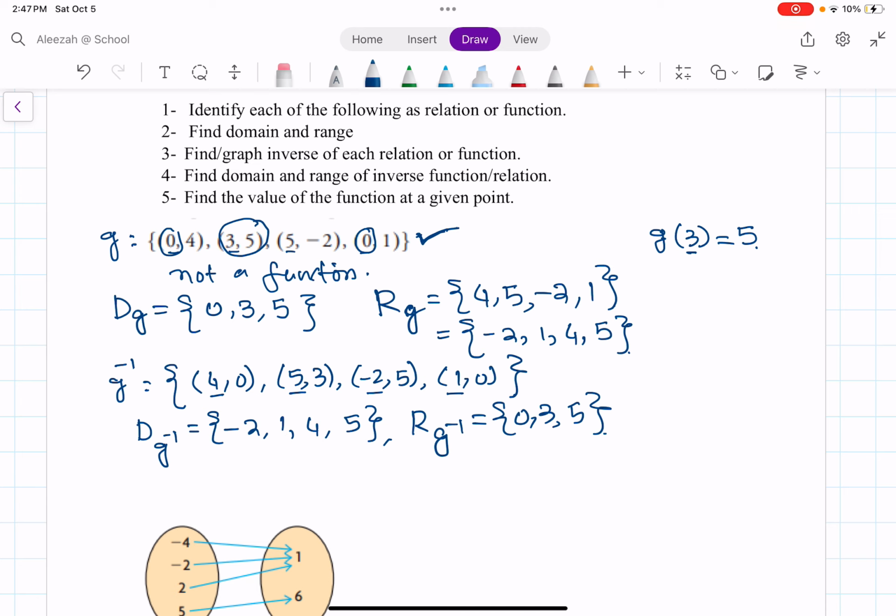But what if I have to find G inverse of 5? So I look at G inverse now, and look at this ordered pair. Not this ordered pair, because I'm looking at the inverse. So this is my x value, so I will look at this ordered pair, this one. So G inverse of 5 is 3. This is how we can check a given set of ordered pairs, whether it's a function or not. We can find the domain and range, and we can find the value of the function at a given point.